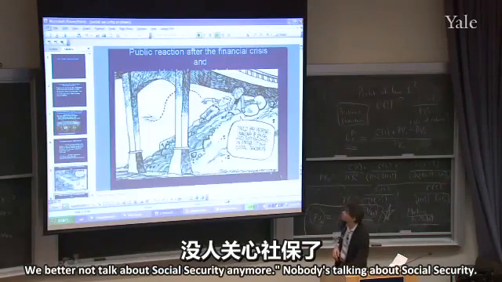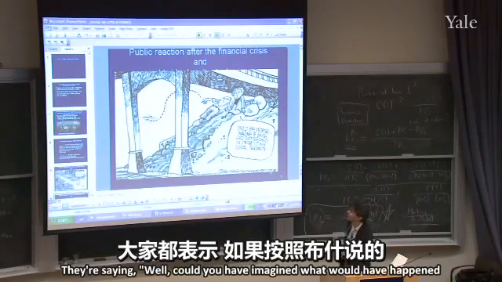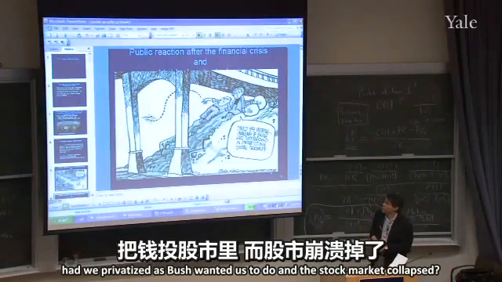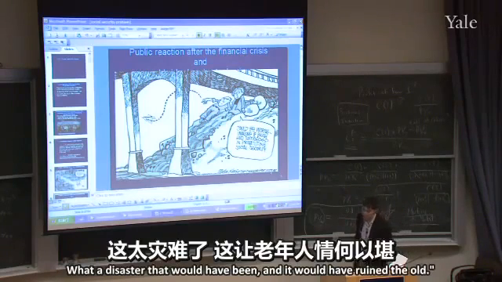Nobody's talking about Social Security. They're saying, well, could you imagine what would have happened had we privatized, as Bush wanted us to do, and the stock market collapsed? Everybody would have lost all their money. What a disaster that would have been. It would have ruined the old.